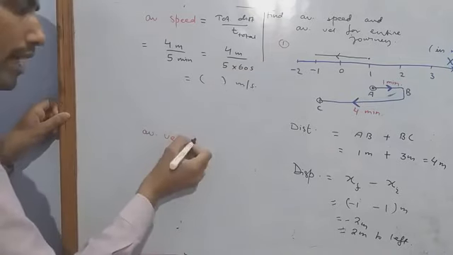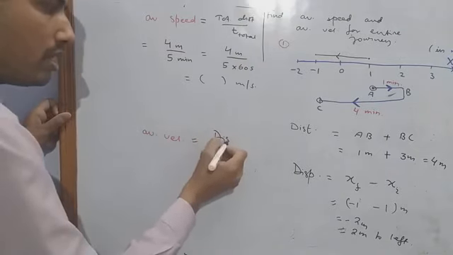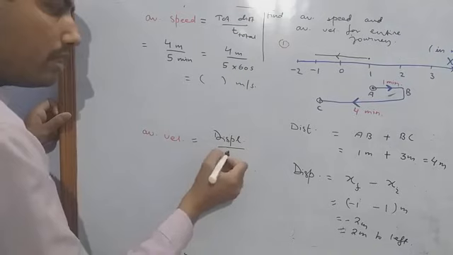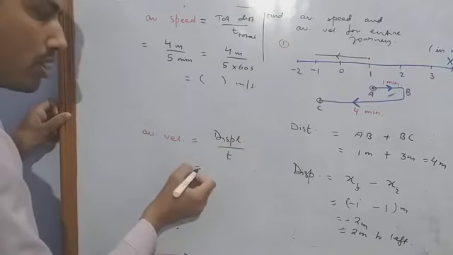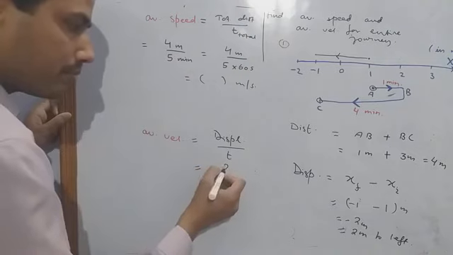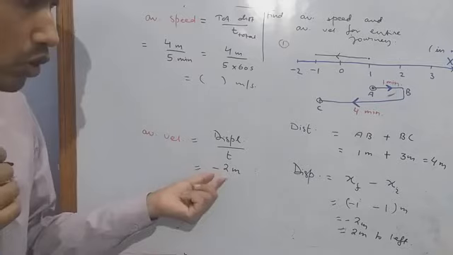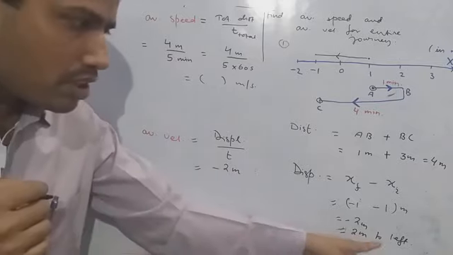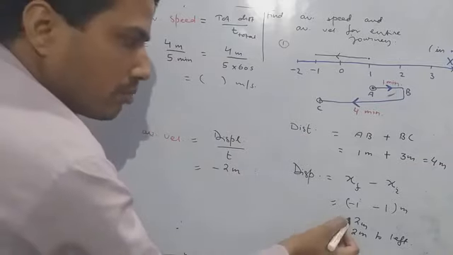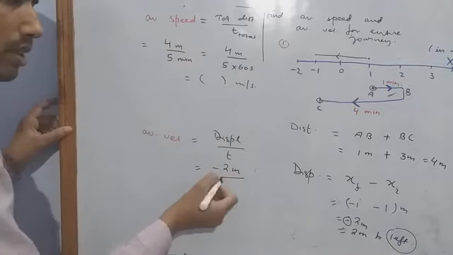Now how to find average velocity? Average velocity, you know the formula, is given by displacement by time. What is the displacement value? It is -2 meters, where minus is not for the magnitude. Minus means it is to the left. Let me encircle both of them. Minus means to the left. Here also minus means to the left.